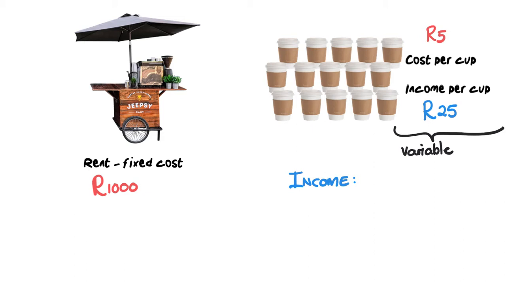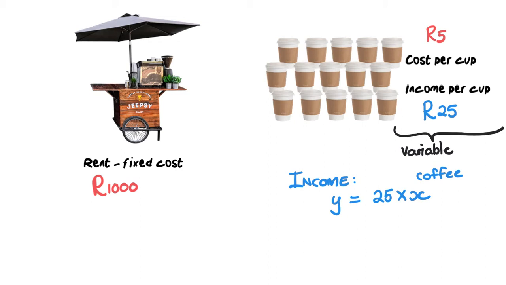So if we say that the income is Y, the variable we use is Y, then we can say Y equals 25 Rand times X amount of cups of coffee that she sells. So here X is the coffee cups. It's always good to specify which variables you use and what they mean. So in this case, the income is Y and X is the coffee.